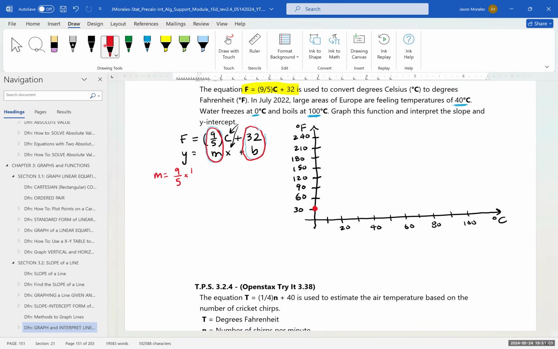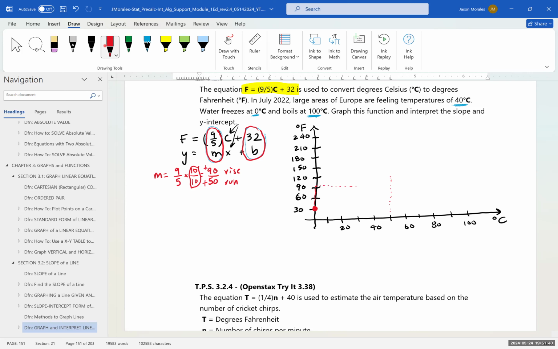Instead, what we can do is multiply top and bottom by 10. And this is 90/50. It's still the same slope because all I did was multiply by 1. And so now if I rise 90 and run 50, that's going to be easier to graph on this coordinate plane that I've made. So we're going to go up 90, which would be 92 here. And then we're going to go to the right 50, which is right about here.